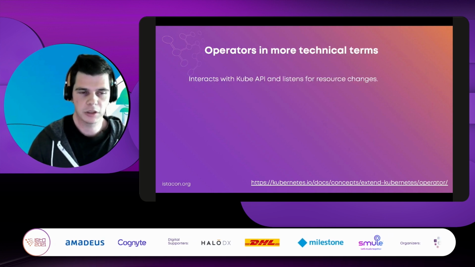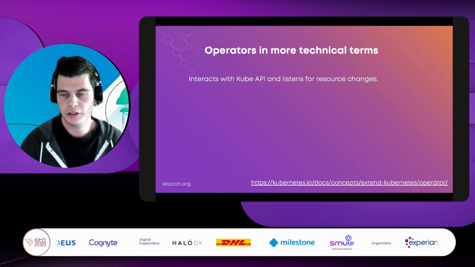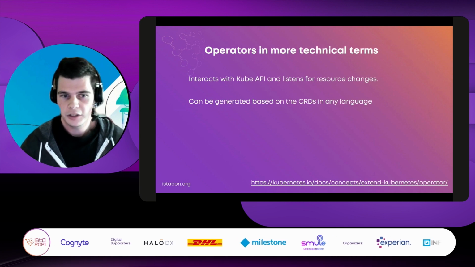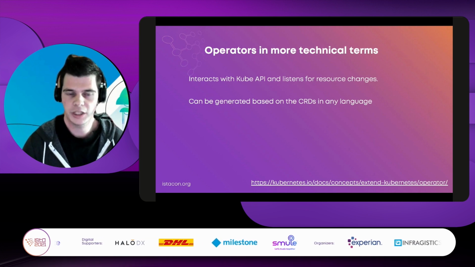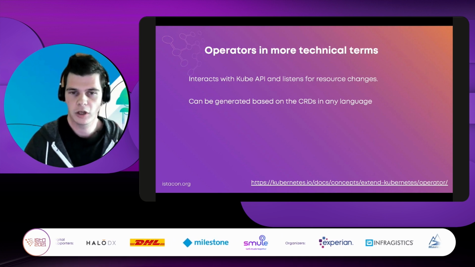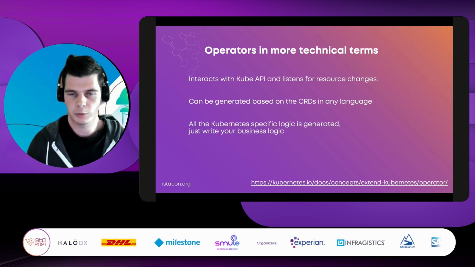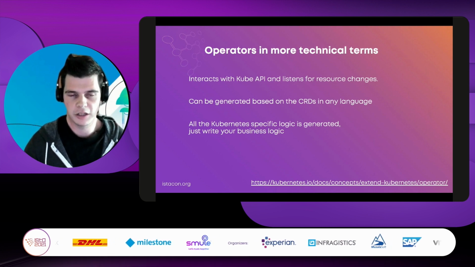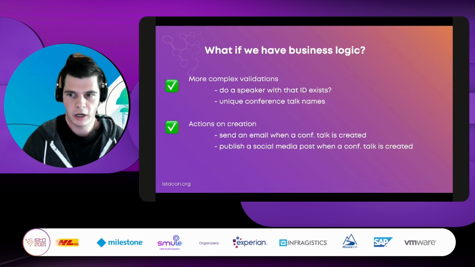In more technical terms, an operator is a web service which interacts with the Kubernetes API and listens for resource changes. And when that happens, it runs some code. The good thing about operators is that we can generate most of the logic based on the CRDs. So all the Kubernetes-specific logic about interaction with the kube API, listeners, reconciliation loops, all of this, we can get generated for us. And the only thing we need to implement is our business logic, which is basically one method which says when a resource is created or updated, execute this logic. And now we know how to achieve this as well.